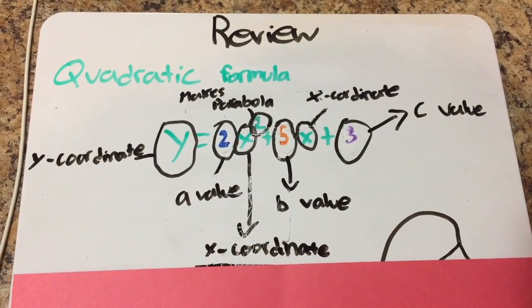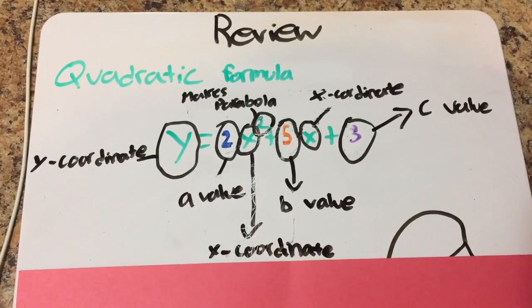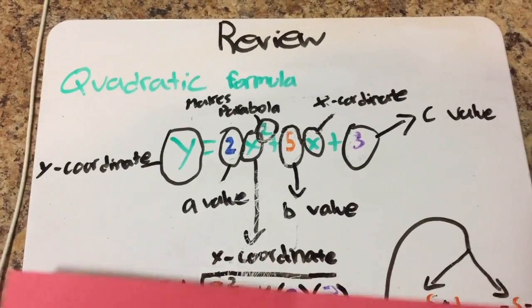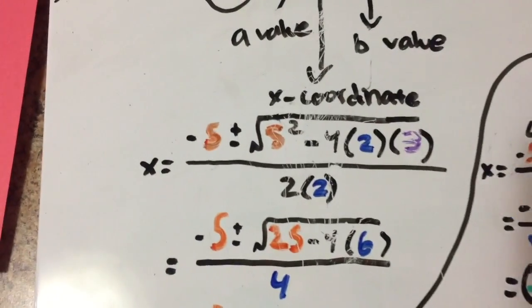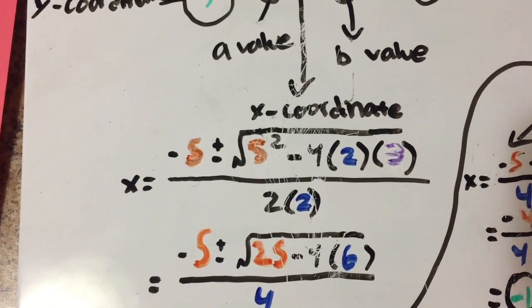So what you have to do is use these variables a, b, and c and plug them into the quadratic formula, which is negative b plus minus square root of b squared minus 4ac divided by 2a. So this looks like this. x equals negative b plus minus square root of b squared minus 4ac divided by 2a.